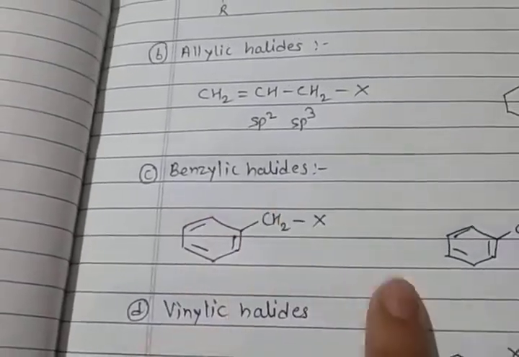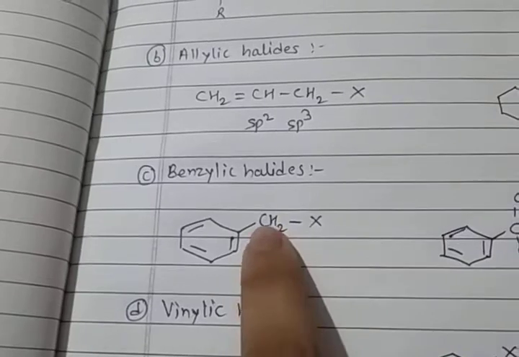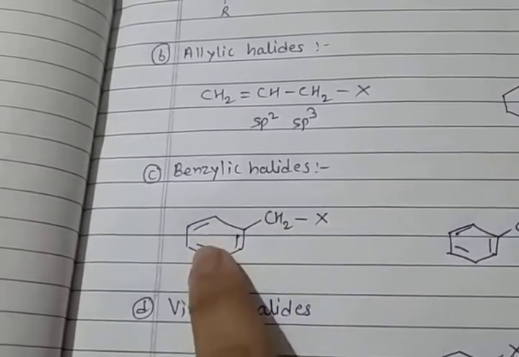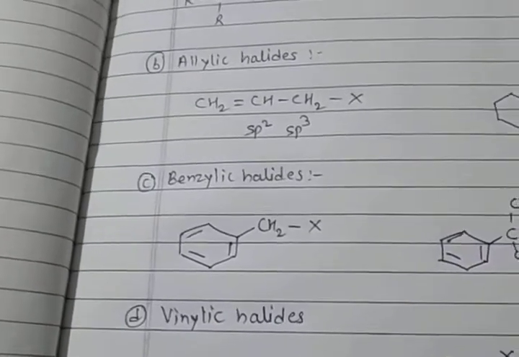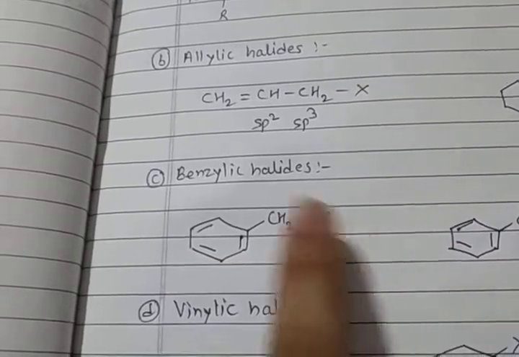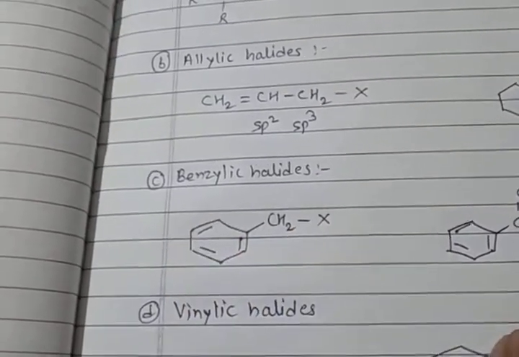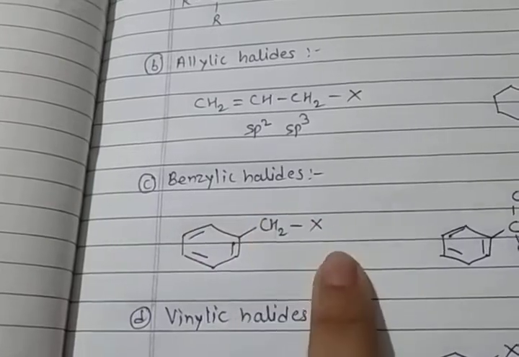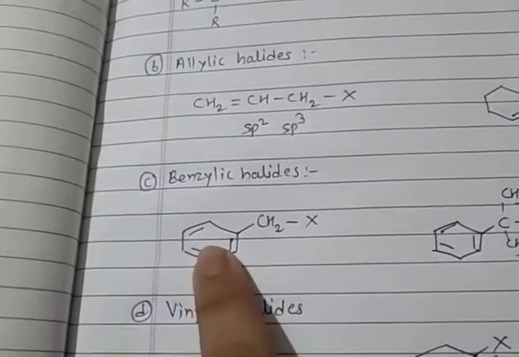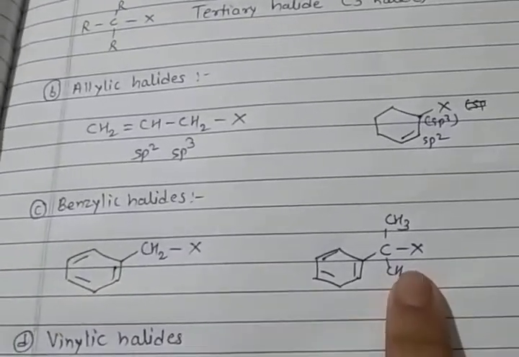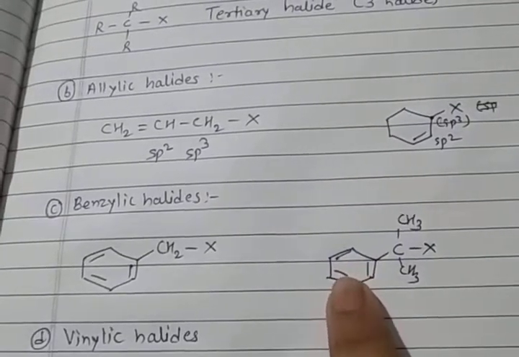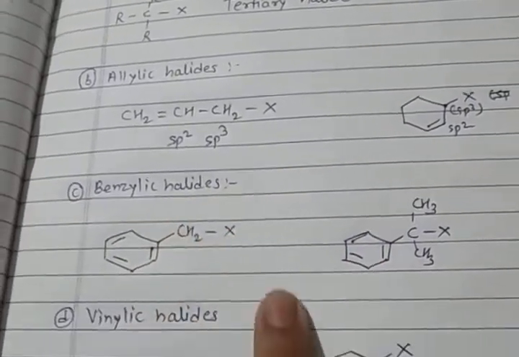Then next type is benzylic halide: halogen attached to carbon and that carbon attached to benzene. Okay, so halogen is not directly attached to benzene. People get confused in this. When halogen is directly attached to benzene, that is another type. But in benzylic halides, halogen is attached to carbon and that carbon is attached to benzene. Another example is here: halogen attached to this carbon and this carbon is attached to benzene. So this category comes under benzylic halides.